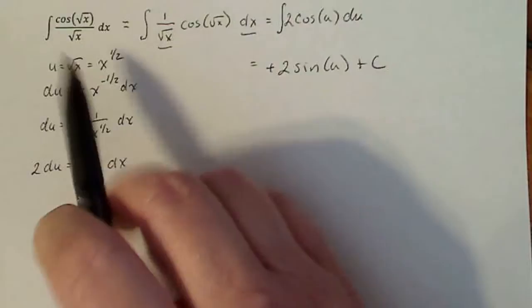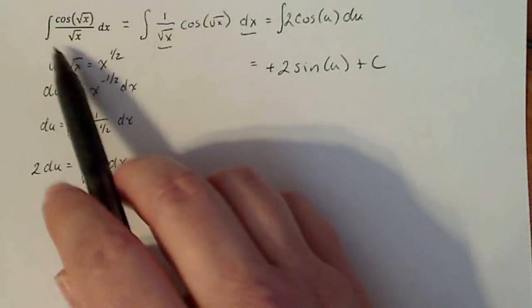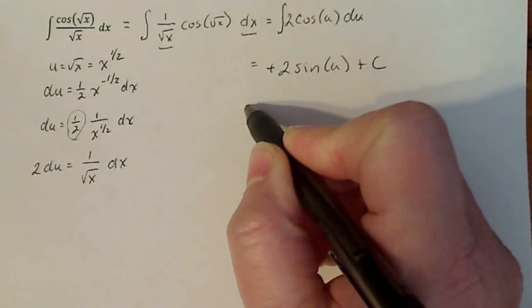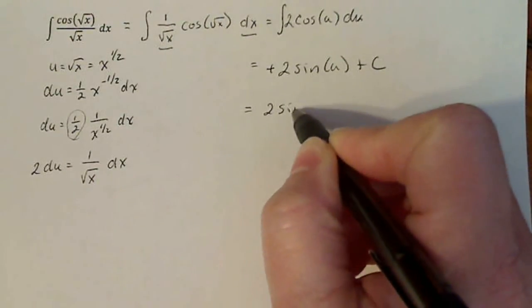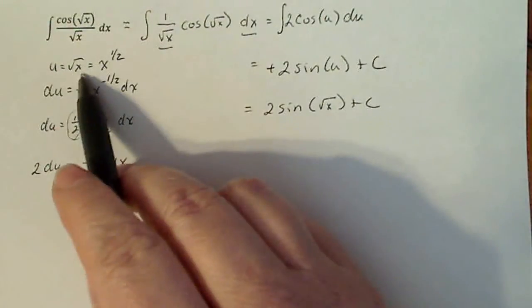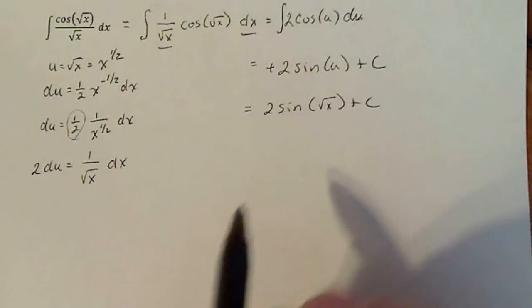Now, since I started with the x's inside the integral, I need to end with x's with my solution. So that's going to equal 2 sine of square root of x plus c, because u is the square root of x. And I believe I am done with that problem.